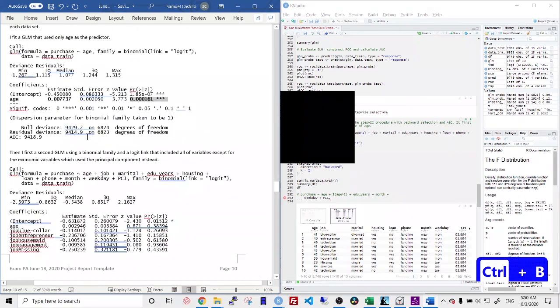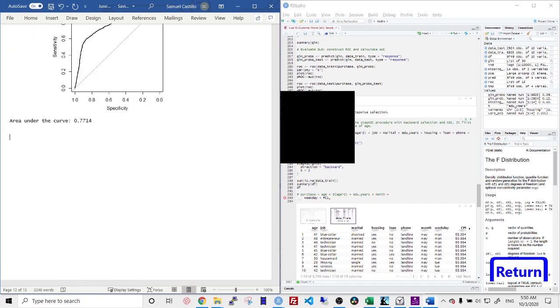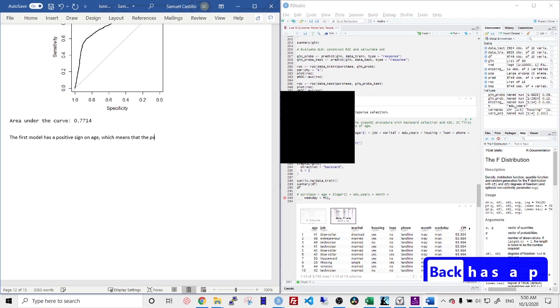In the second model, the coefficient is still positive. However, the p-value is quite large, indicating that that variable age is not significant. Why is that the case? First, let's just state what we observe. First model has a positive sign on age, which means that the purchase percentage increases as age increases. The p-value is small, indicating that it is adding predictive value to the model.